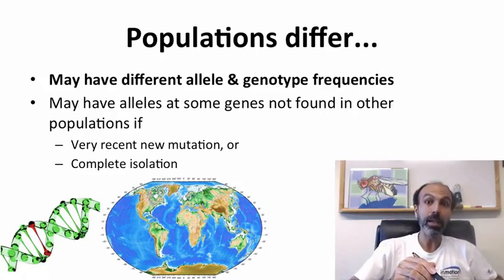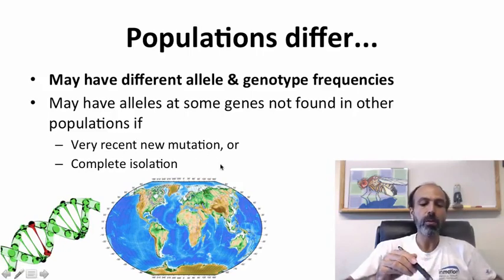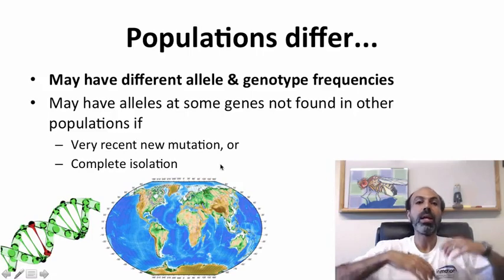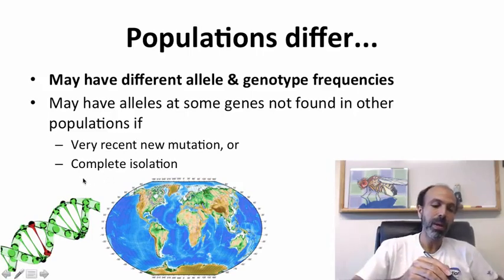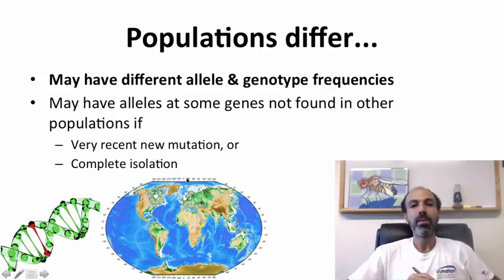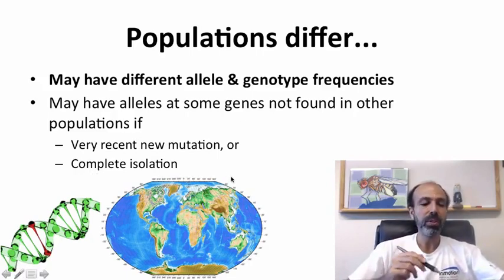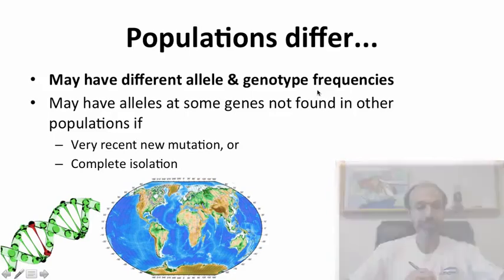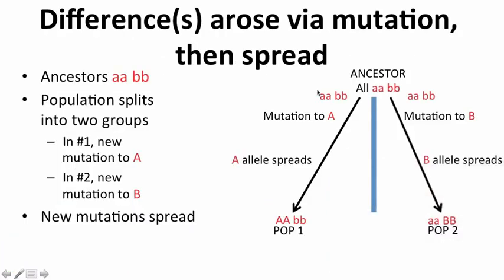This is especially likely under two particular conditions. One is if it's a very recent new mutation that arose in an East Asian population, for example, and hasn't spread to others. Alternatively, if the populations are in complete isolation, then that difference could persist for quite some time. So let's talk just briefly about this latter group, and then we'll come back to the former. Now, differences can arise by mutation and spread. So let's say in an ancestral population, everybody was little a, little b, little b. Over time, let's say for example, the population splits. So this is indicating a split between the populations.